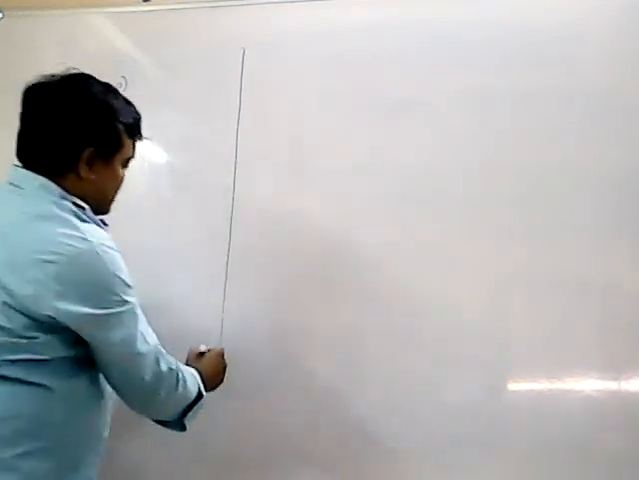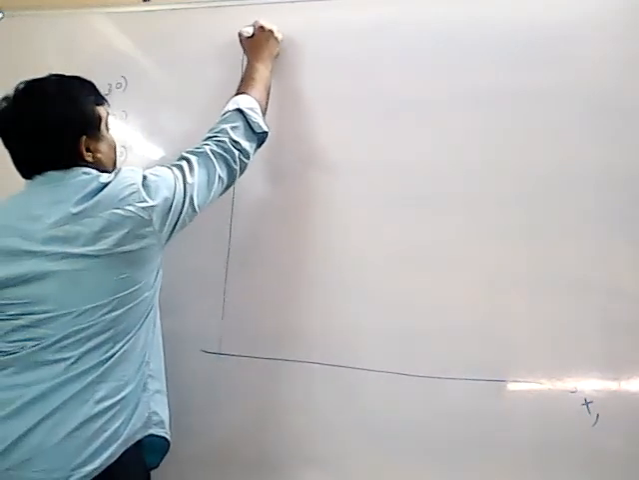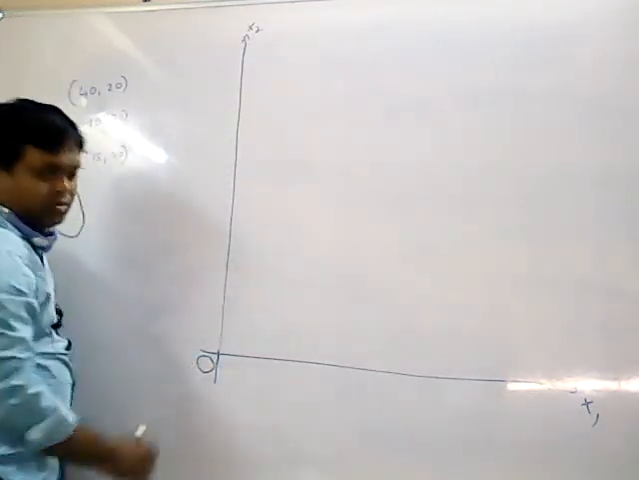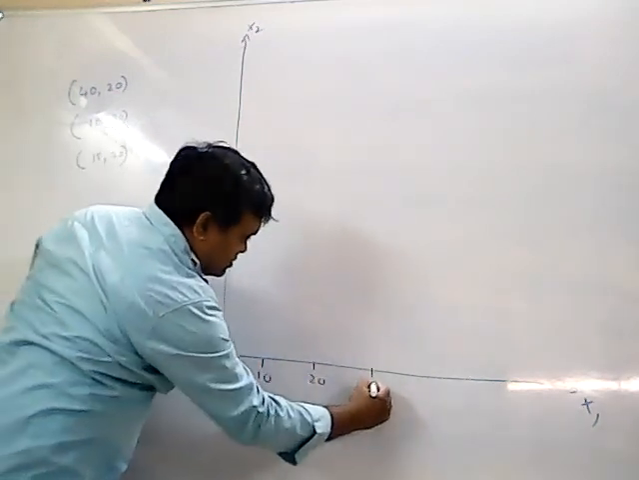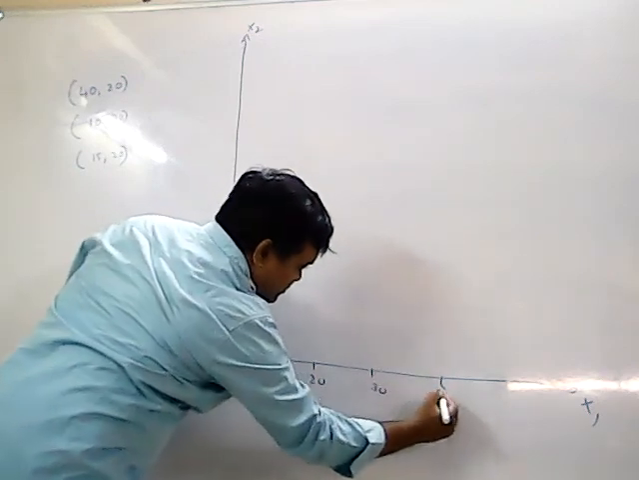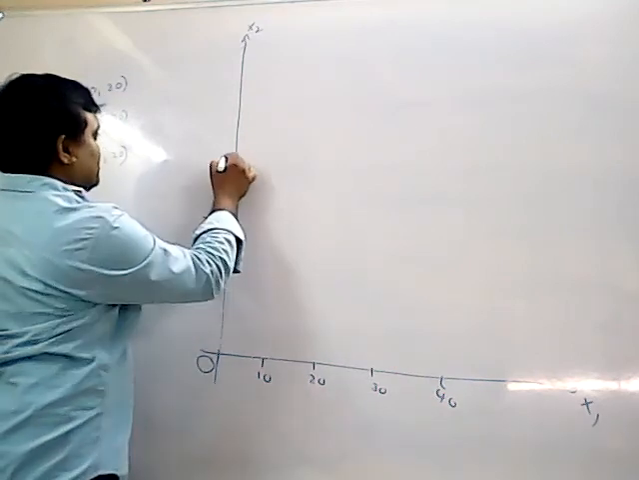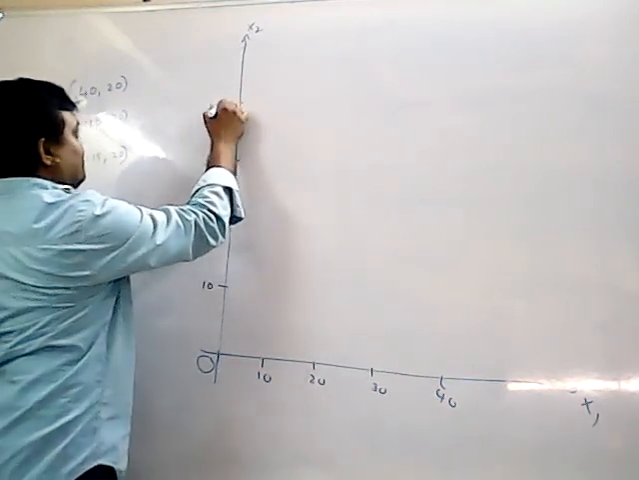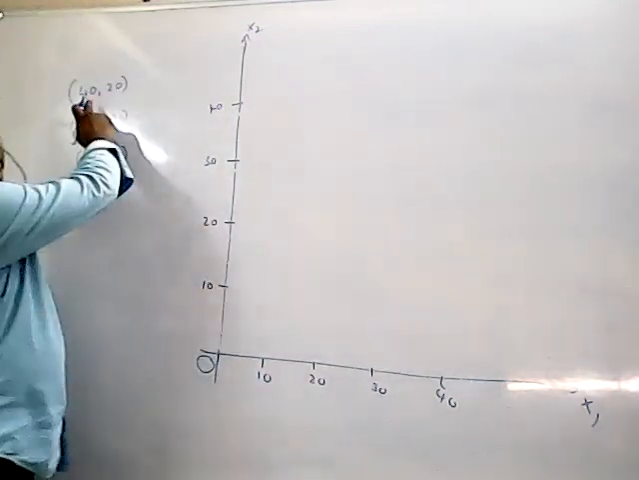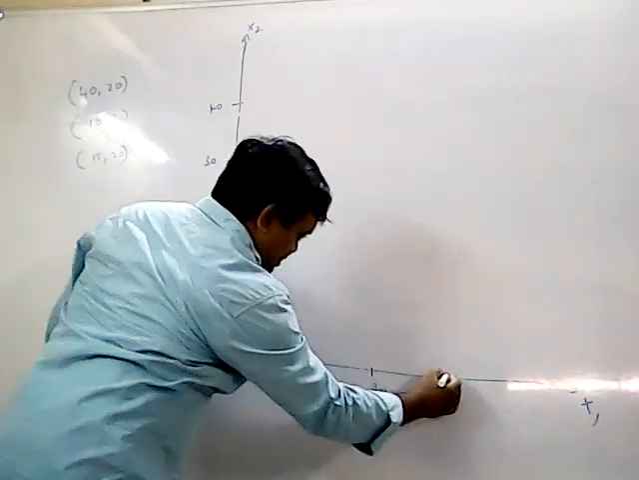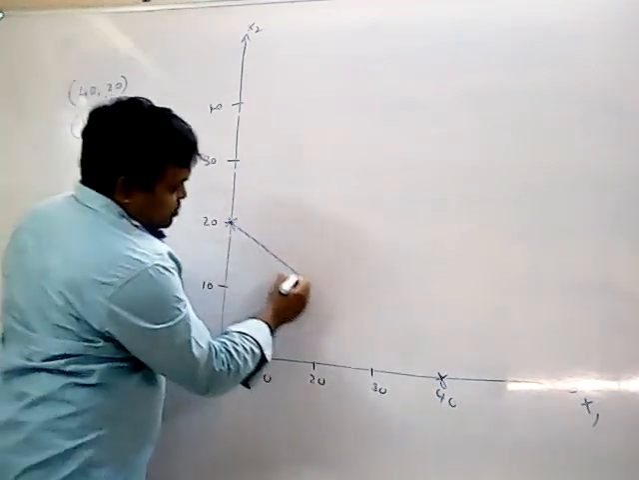This is the x1 axis, this is the x2 axis. Clearly this is the origin, and this is 40 objects, so 10, 20, 30, 40. x1 up to 40, same as here, 10, 20, 30, 40. You can take 10 difference or 5 difference, as you wish. So first point, (40, 20): x1 value is 40, x2 value is 20. Use the scale and join the points.